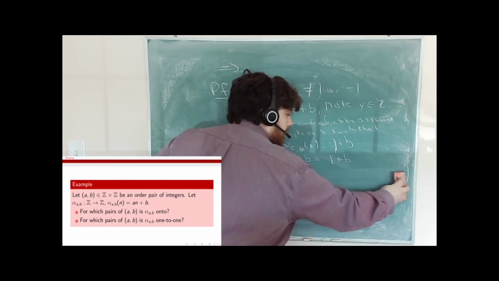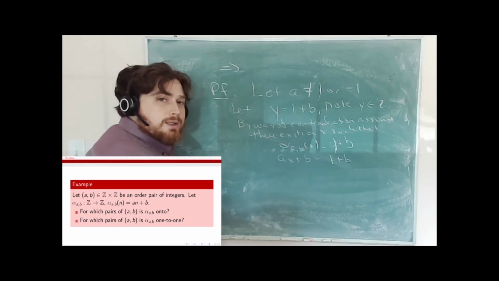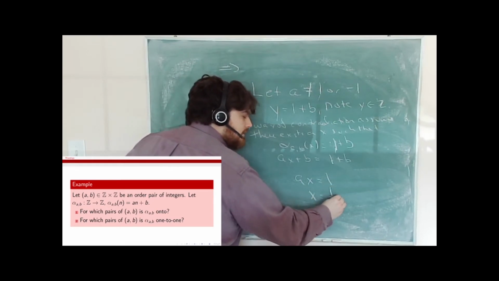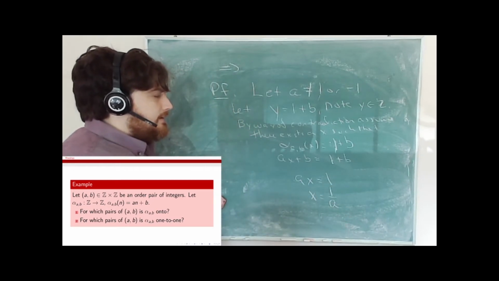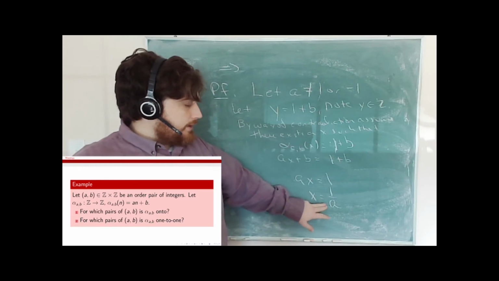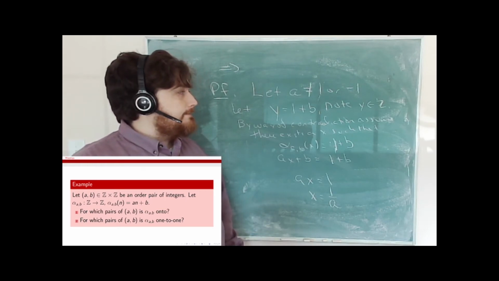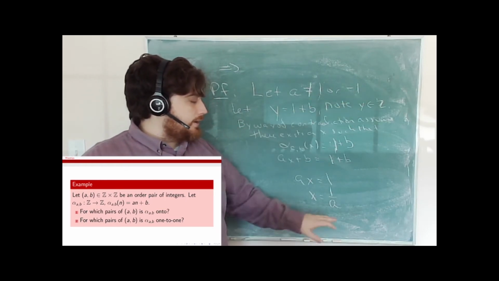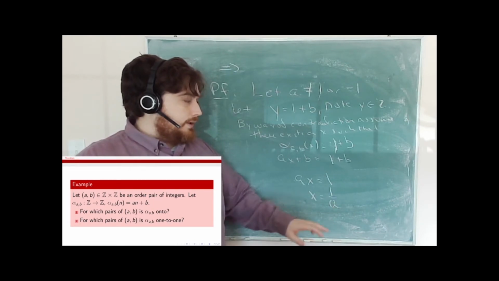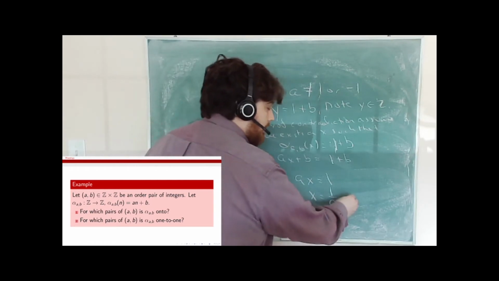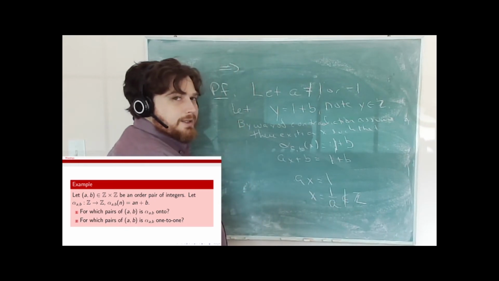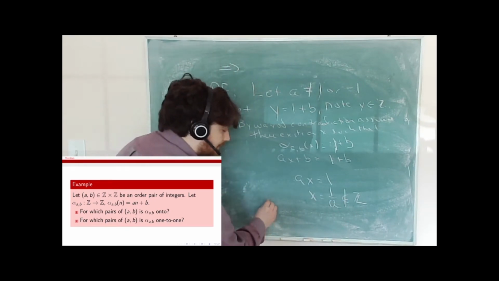Now I'm going to need some more room here. If I subtract b from both sides, ax is equal to 1. So therefore, x is equal to 1 over a. Now we assumed that this was an integer solution, but we're saying that x is 1 divided by a. Since a is not 1 or negative 1 and a is an integer, a does not divide 1. So 1 over a is not an integer. So we get that x is an integer and x is not an integer. Therefore, that's a contradiction.